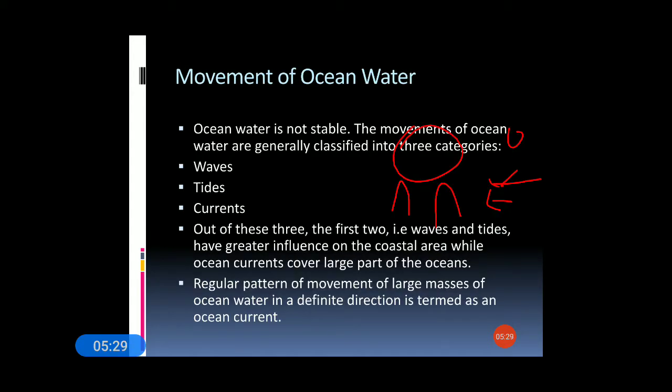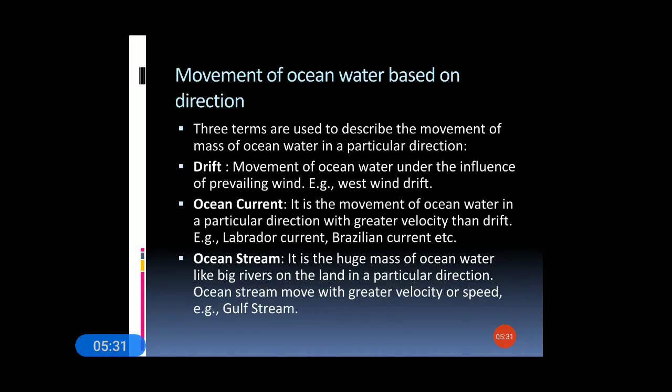Now coming to the next slide, that is movement of ocean water based on direction and velocity. I have not mentioned velocity here, but it is based on direction and velocity. There are three types of movement: drift, ocean current, and ocean streams. Now what are all these?